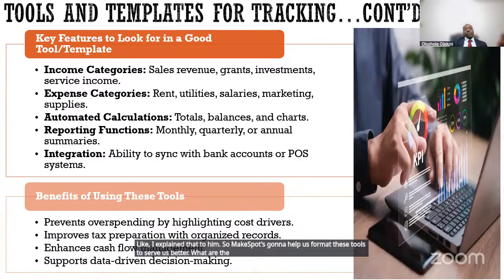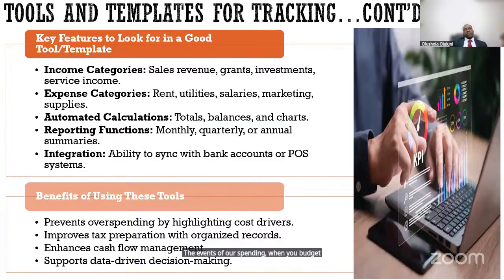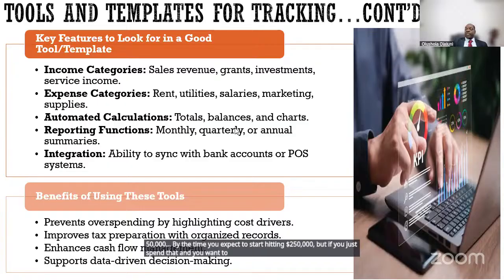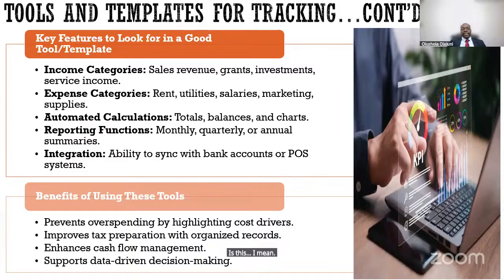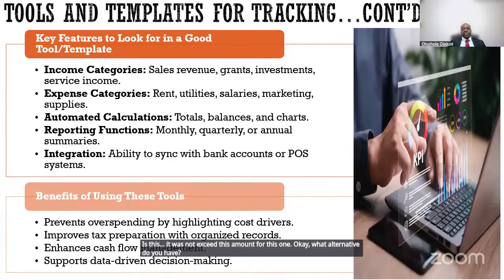What are the benefits of using these tools? Prevent overspending. When you budget, you know that in January we're not supposed to spend more than 200,000. By the time your expenses start hitting 250,000, you know to stop spending. If they want to buy diesel at 50,000, the budget for diesel is this, and we must not exceed this amount for diesel. Okay, what alternative do you have? Do we get inverters? So those are things that will help you plan.